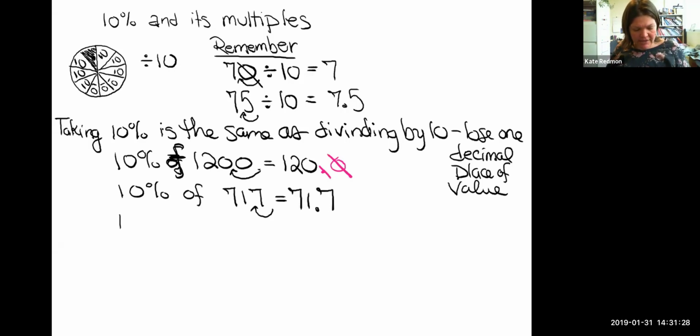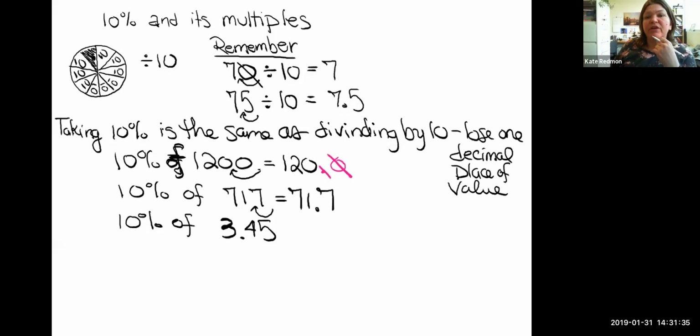What if it already has a decimal? Some students get thrown by that. 10% of 0.345. Well, again, I'm just going to lose a decimal place of value. I want my number to be worth less than it was before. And so my decimal is going to go off to the left. Boom. And I would get 0.0345. There is nothing wrong with that number. It doesn't matter if you have a decimal or you don't have a decimal. It's still the same basic procedure.